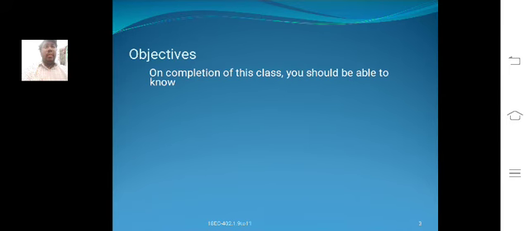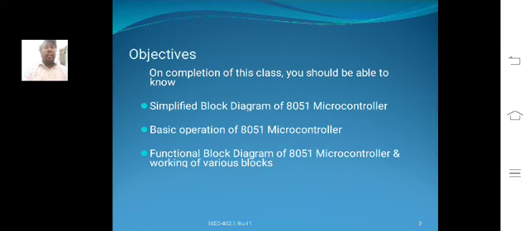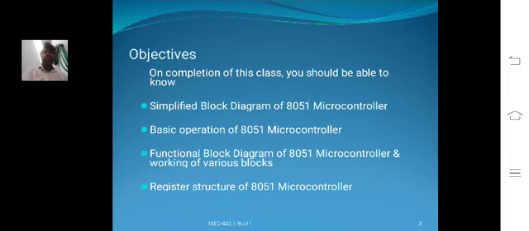Now, on the completion of this class, you should be able to know the simplified block diagram of 8051 microcontroller, the basic operation of 8051 microcontroller, the functional block diagram of 8051 microcontroller, the working of various blocks, and also discuss the register structure of 8051 microcontroller.